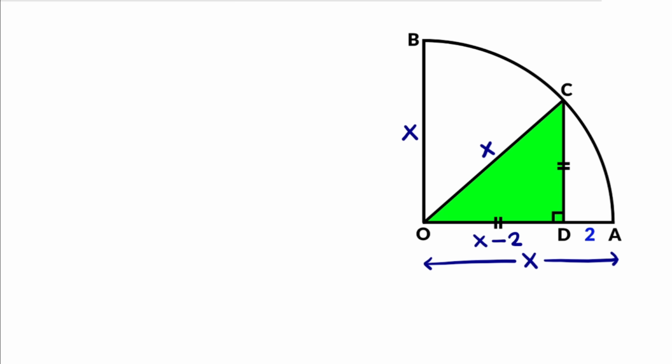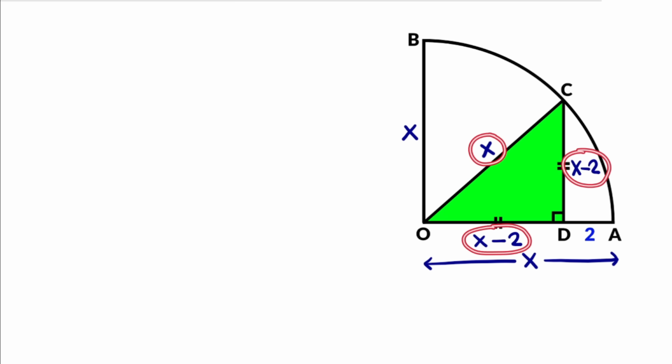And remember our very first clue. The triangle has 2 equal legs. So if OD is x minus 2, then CD is also x minus 2. That means our right triangle has 2 equal legs of x minus 2 and a hypotenuse of x.